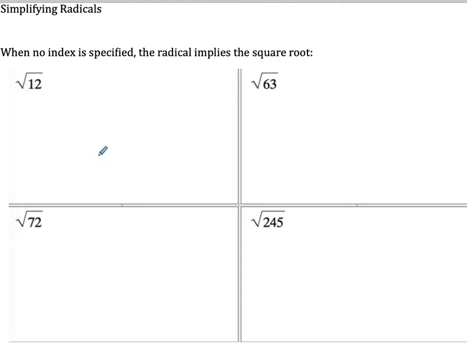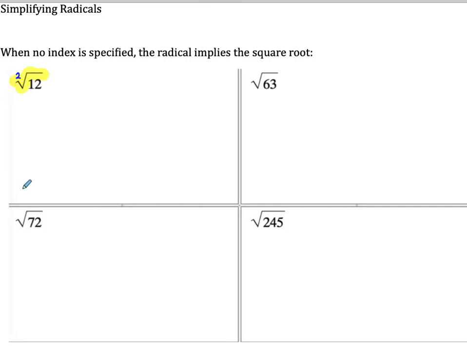Hi friends, this video is going to be on how to simplify square roots and perhaps some other radicals. So first of all, just some vocabulary here. The square root sign is the most common radical, and it means that we're taking the second root. There's sort of an unwritten 2.